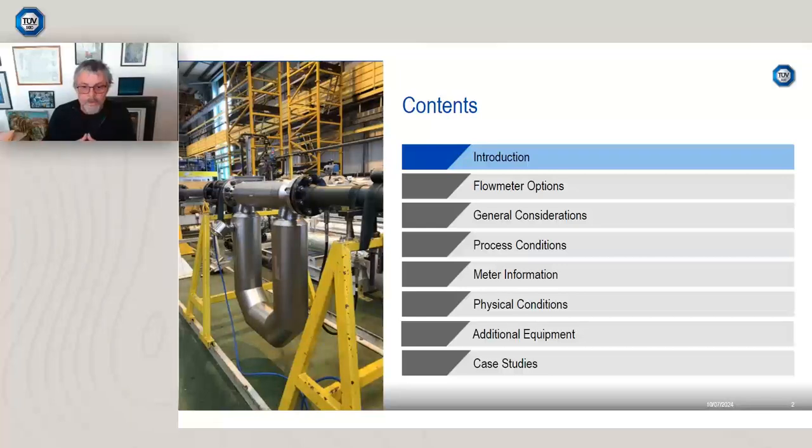And then we'll talk a little bit about physical conditions, or I could equally have put down there ambient or environmental conditions. The penultimate section is on additional equipment, and this is where sometimes things get a bit complex and a bit costly. Very often, as we'll find out, it takes a lot more than just a flow meter to measure flow. And then we'll finish off in terms of me presenting with a couple of case studies.